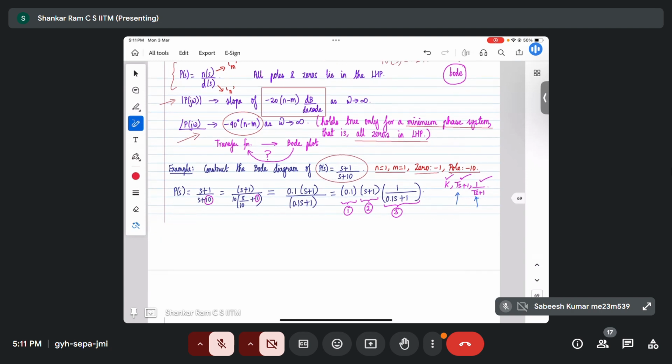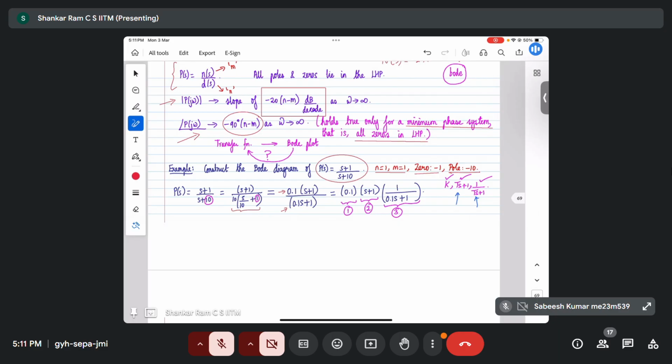Okay, so we need to put it in the standard form. Please note that it's not yet in the standard form because we need ts plus 1 and 1 by ts plus 1. That means the constant term should be 1. The constant term is 1 in the numerator, but in the denominator, the constant term is 10. So what do we do? We pull 10 out of the denominator and we get 10 times s by 10 plus 1. So if we take 10 to the numerator, it becomes 0.1, and this becomes 0.1 s plus 1. Okay, so that's what we have.